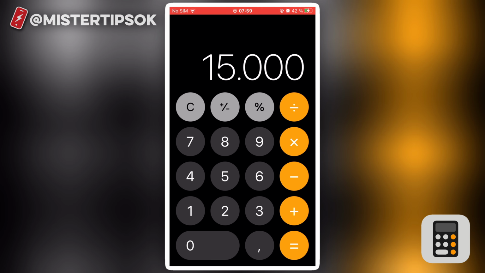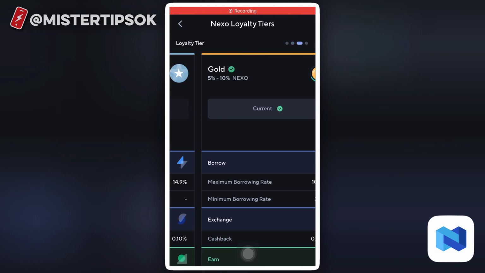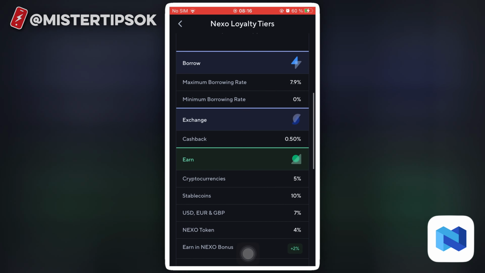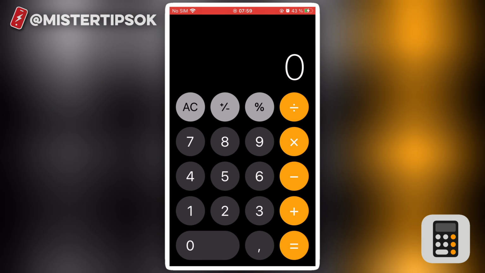But it doesn't end here yet, because Nexo has its level system. If we are at the highest level, it will give us 10% or 11%. Let's do the same calculation. Well, with 10%, it's quite obvious. We just need to multiply it by 10 to know that we need $12,000 staked to generate $100 monthly.